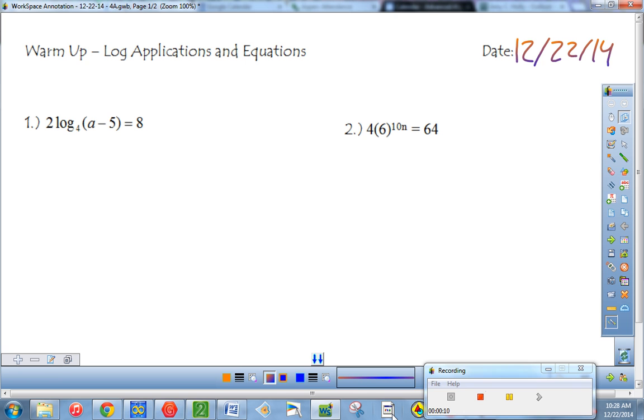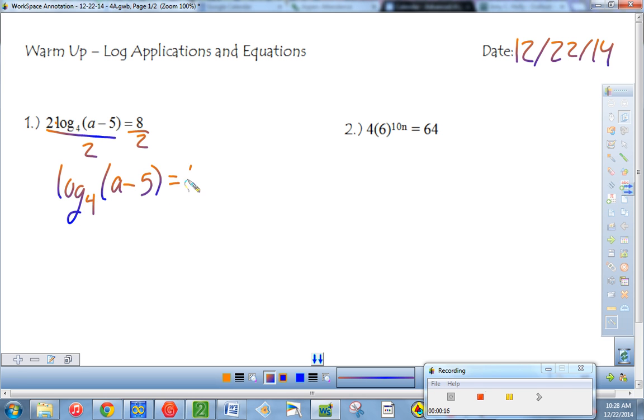What do we gotta do first for these guys? Subtract 2. Are these two attached by addition? They're attached by multiplication. So what should we do? We gotta divide them by 2. Okay. Then it'll be 4. Log base 4 of a minus 5 equals 4.